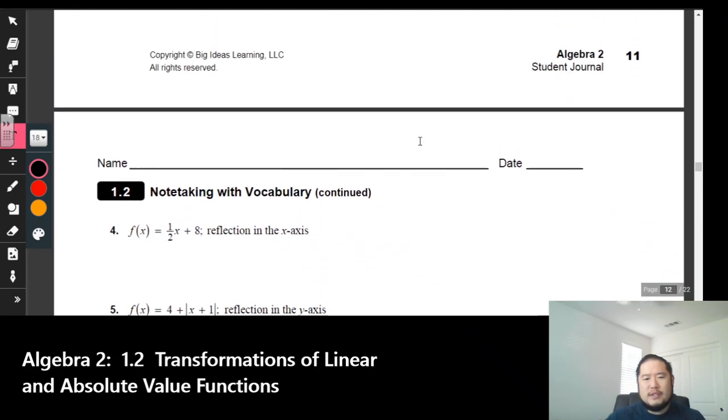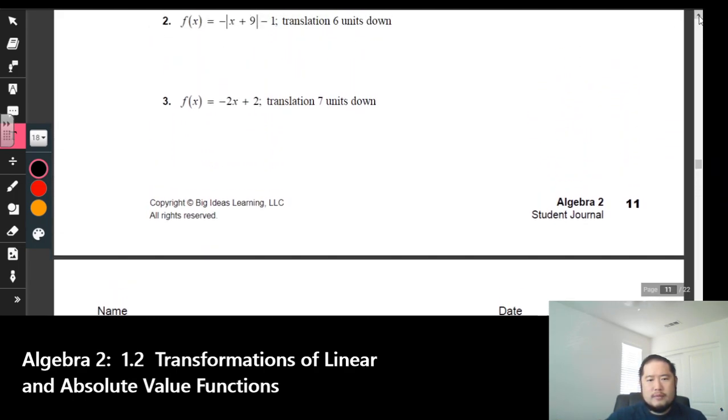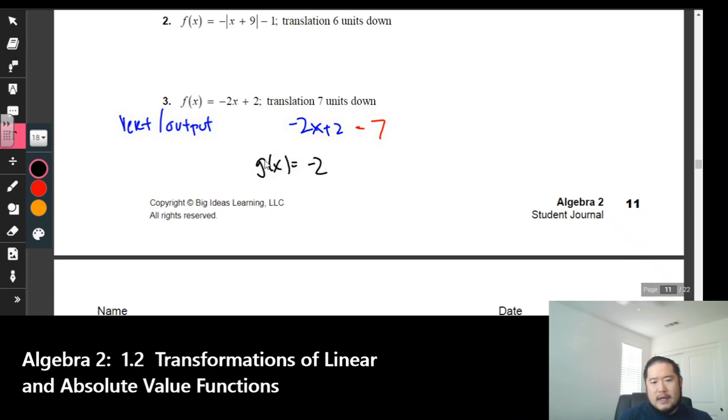Especially if you can't really visualize, maybe you're having a hard time visualizing what is going on. So right here we have translation 7 units down. That is a vertical, and vertical is output. So we got our equation, -2x plus 2, and we're going 7 units down. So we're going to put -7 because that's going to impact the entire function itself. So now we can go ahead and simplify this. And I've got g of x is -2x minus 5.